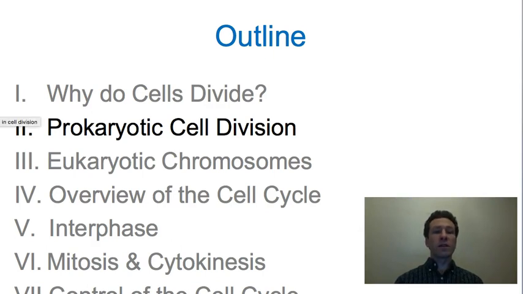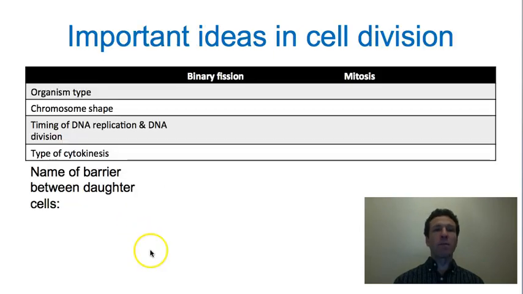We will go over prokaryotic cell division to start with because it is pretty straightforward. Here's a table that you should be able to fill in by the end of this chapter, and this will be one way of knowing whether you understand everything that's happening in this chapter. So we can divide two processes. One is binary fission, and the other is mitosis. You should know which kind of organism does both processes. So binary fission is prokaryotes, and mitosis happens in eukaryotes.